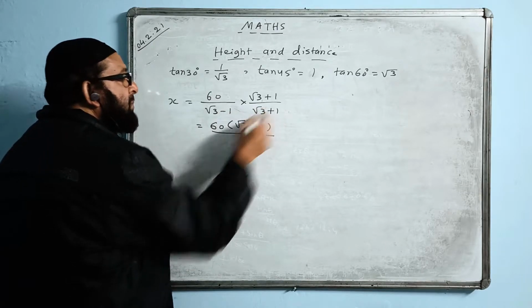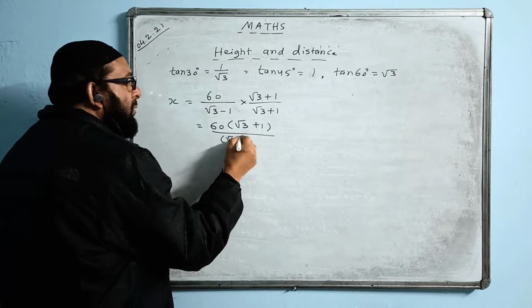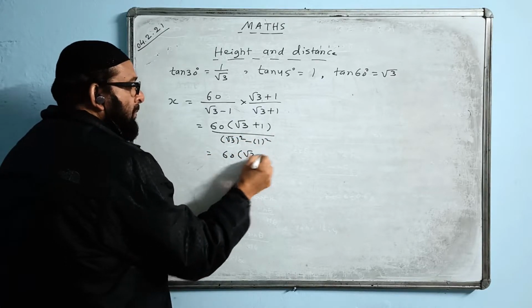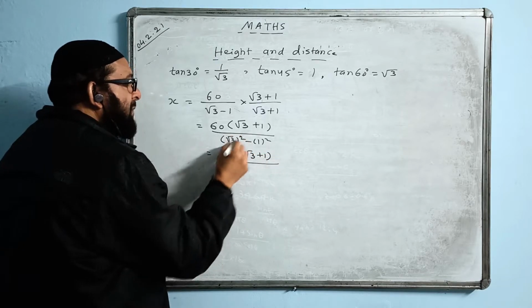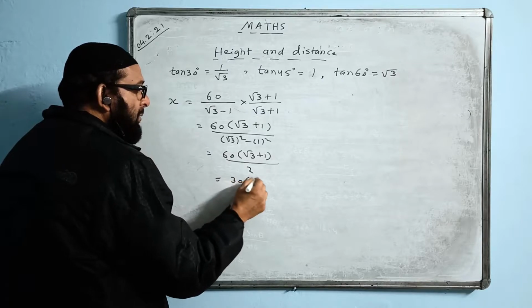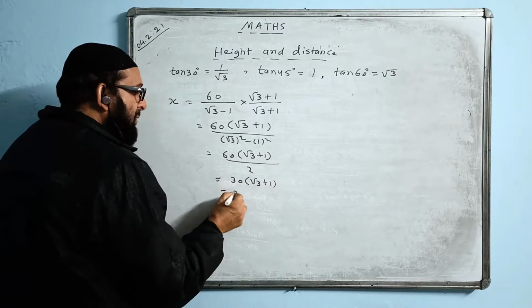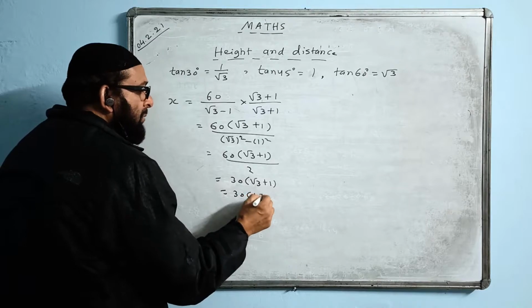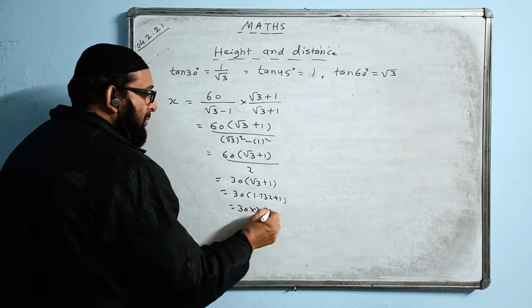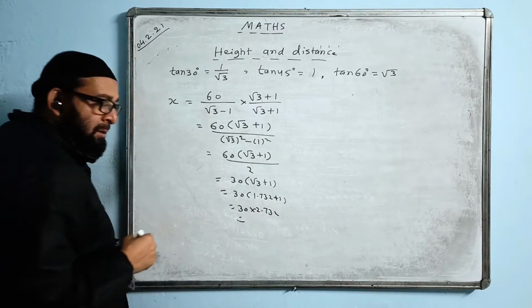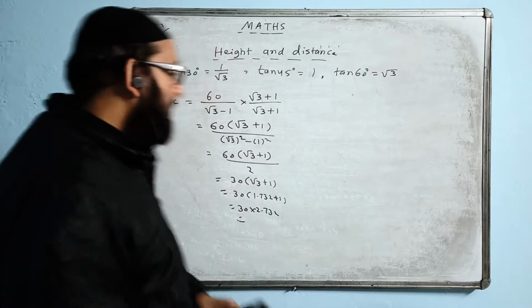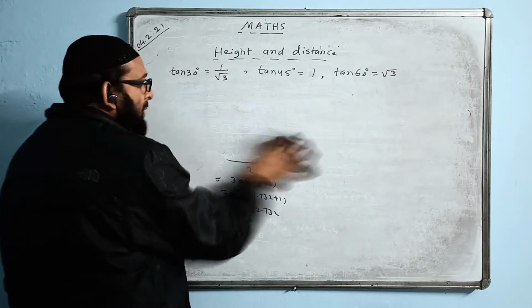This is a minus b, a plus b. It will become a square minus b square. Root 3 square is 3 minus 1 is coming 2. Even this cancels, you get 30 root 3 plus 1. Now you can find the answer. 30 into root 3 value 1.732 plus 1, 30 into 2.732, multiply for the answer. We have to rationalize when root is coming in the denominator. Okay?